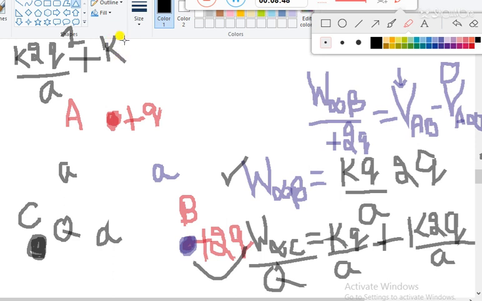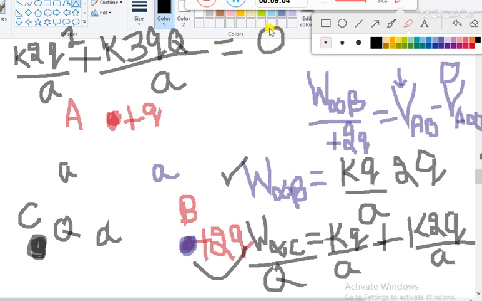So if we add it, it will become 3Q into capital Q by A. So this whole term is equal to 0. That means the total energy of the system is 0. So by equating, we can get 2Q square.